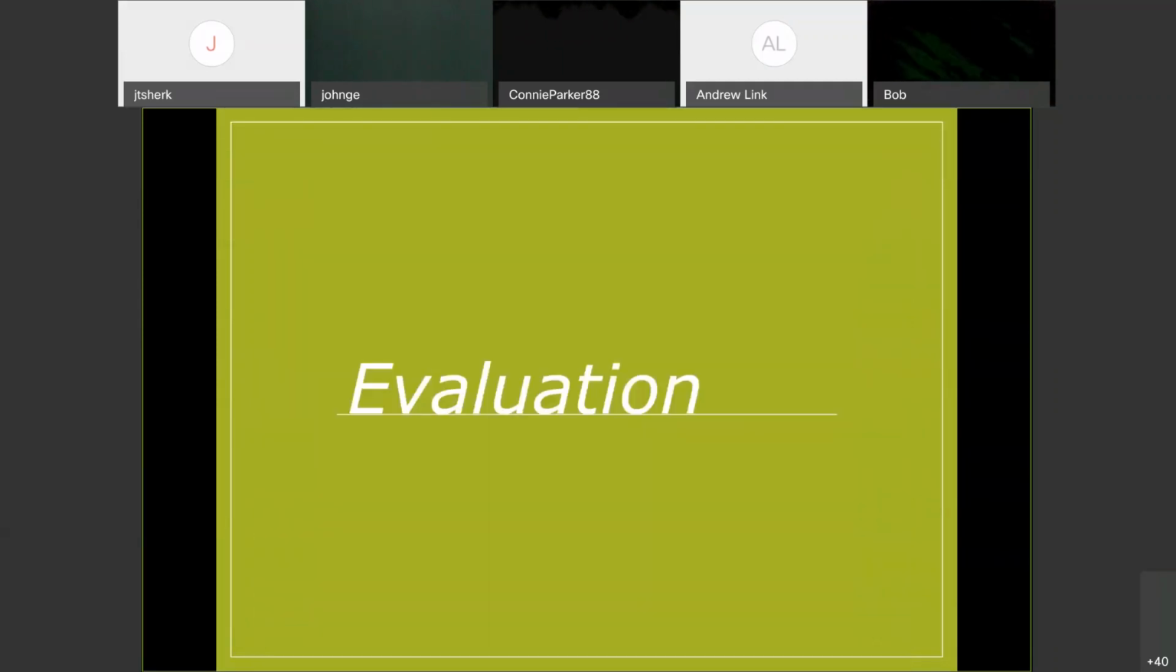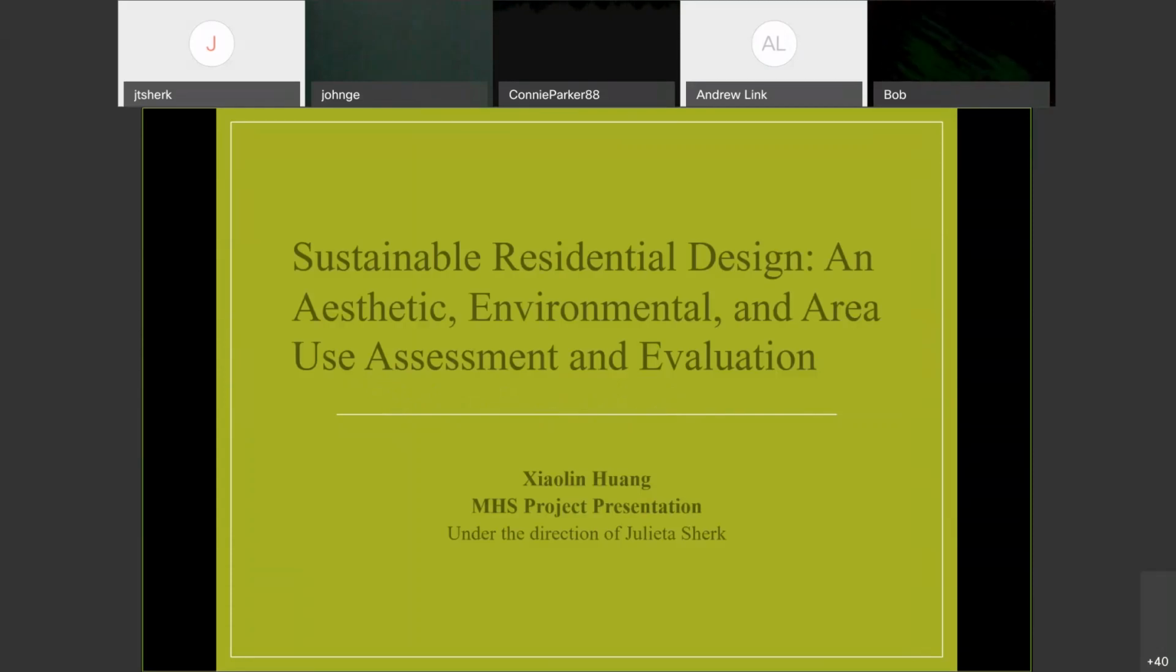All right, so now we've gotten to just giving you some general perceptions and ideas for thinking about trees. Now let's talk a little bit about evaluation. I'm going to share two projects very quickly that I did with my graduate students. And we're going to call these the gold standard strategies that we discovered. So the first one I want to talk about is the sustainable residential design. We evaluated aesthetics, environmental, and area use as an assessment.